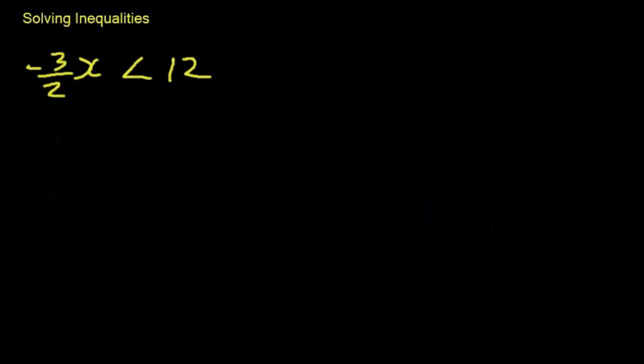Here we have another problem. Negative 3 over 2x is less than 12. Now, just like solving equations, we want to get rid of the denominator. We want to get rid of the fraction. And how can we do that? Multiply each term on both sides by the LCM.